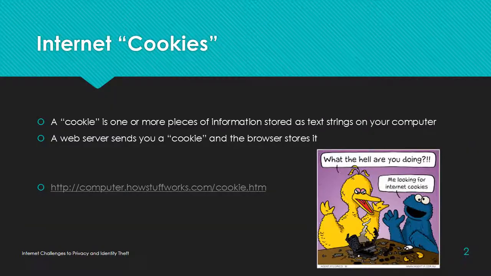Internet cookies. A cookie is one or more pieces of information stored as text strings on your computer. A web server sends you a cookie and the browser stores it. As you can see, Cookie Monster's not the only one who doesn't know what internet cookies are. Let's learn more about some cookies.